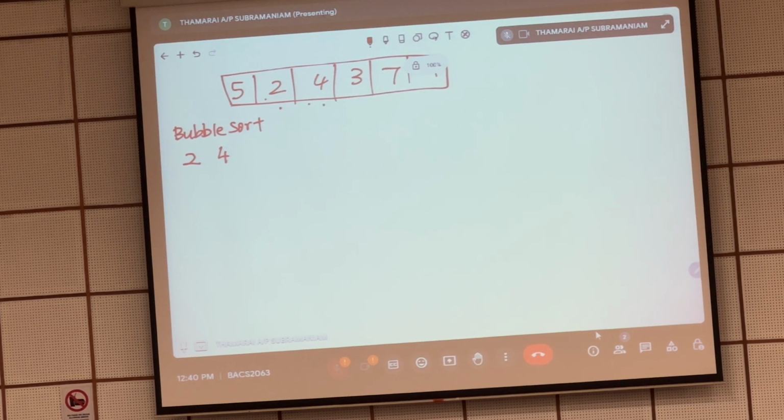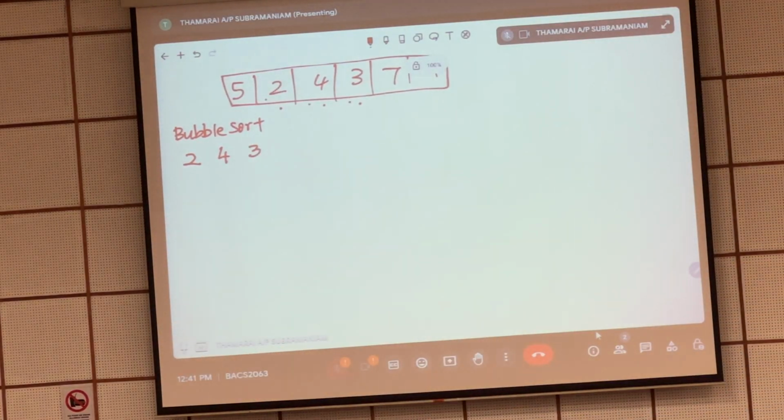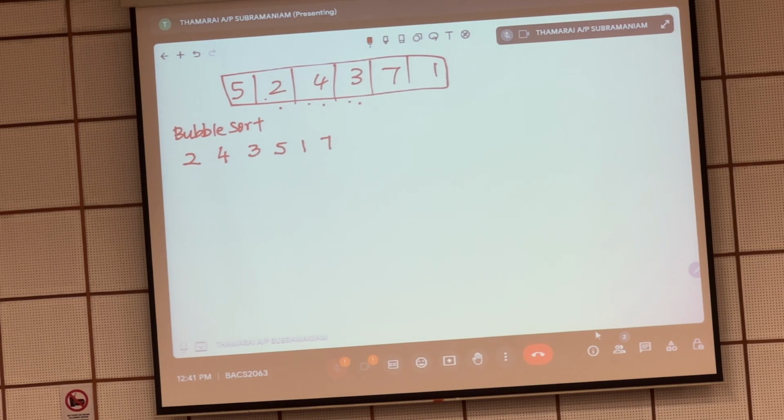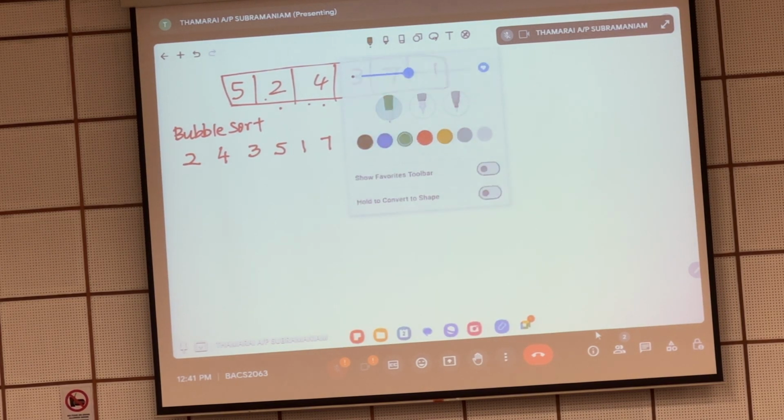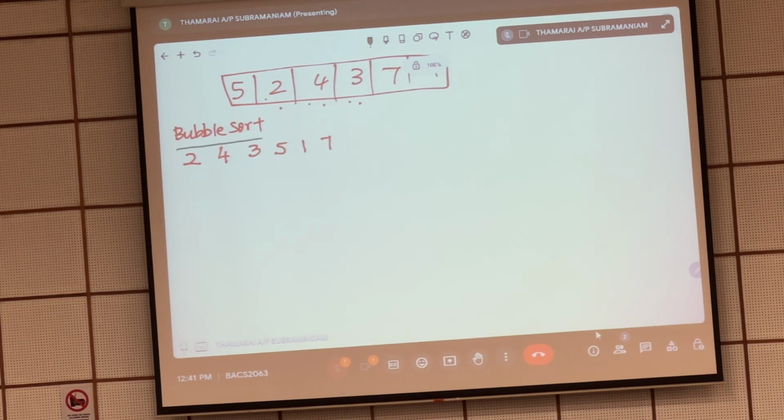Okay, so now 4 I will move. So now here 5 and 3. You understand what I'm doing? So of course 3 is here. 5 and 7, they are in correct order. 7 and 1, they are in the wrong order, so I put 1 here, 7 here. Alright, so now what happened? Okay, I draw a line. Alright, then of course I will indicate this is sorted.